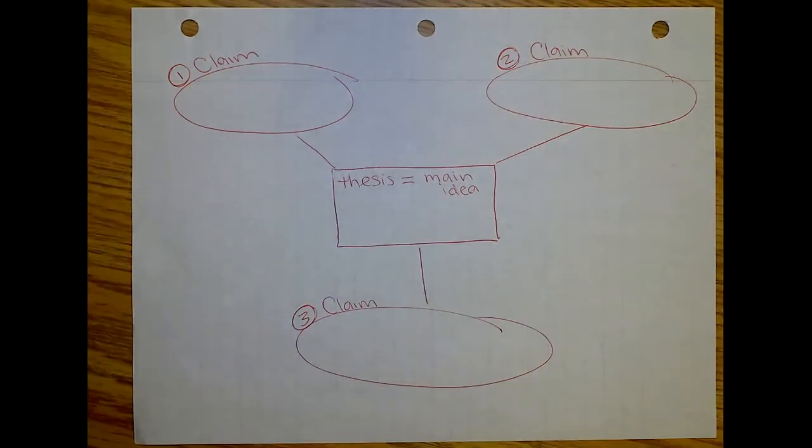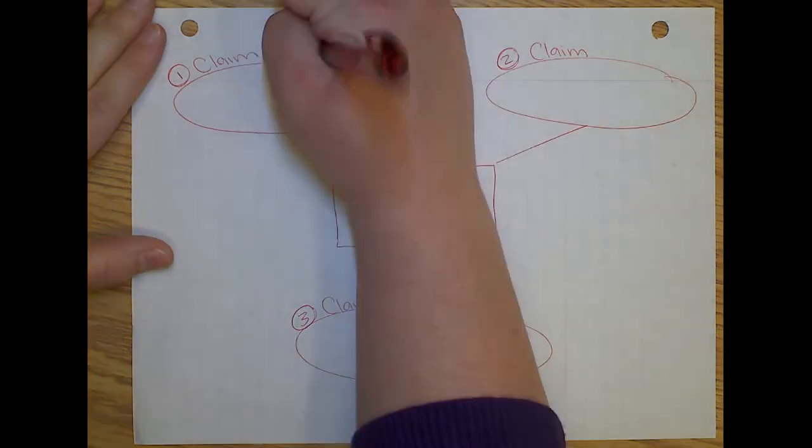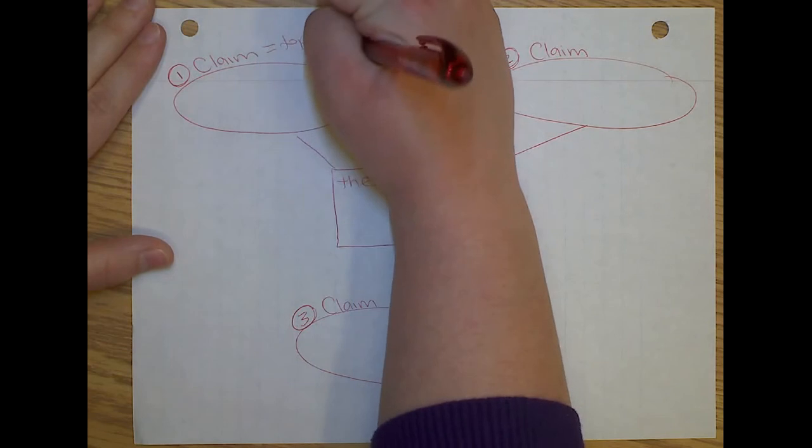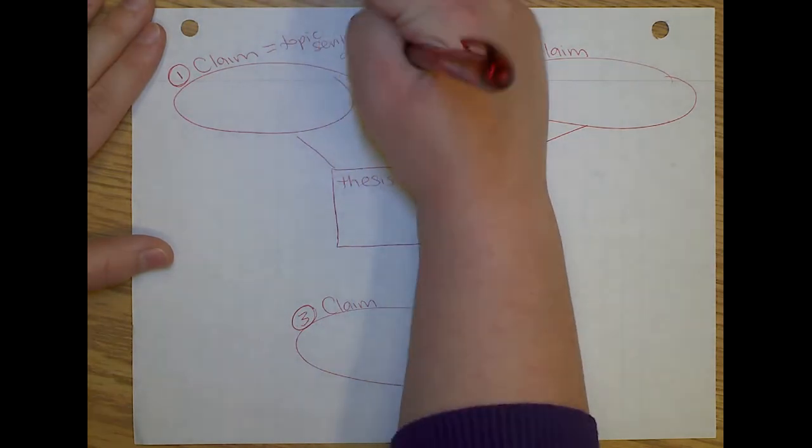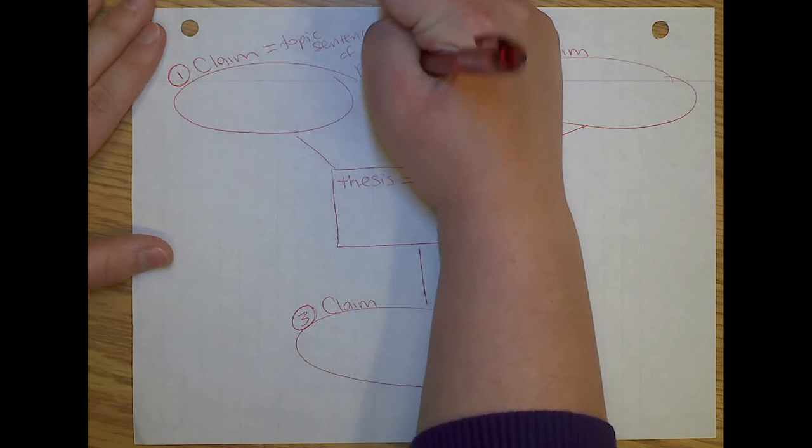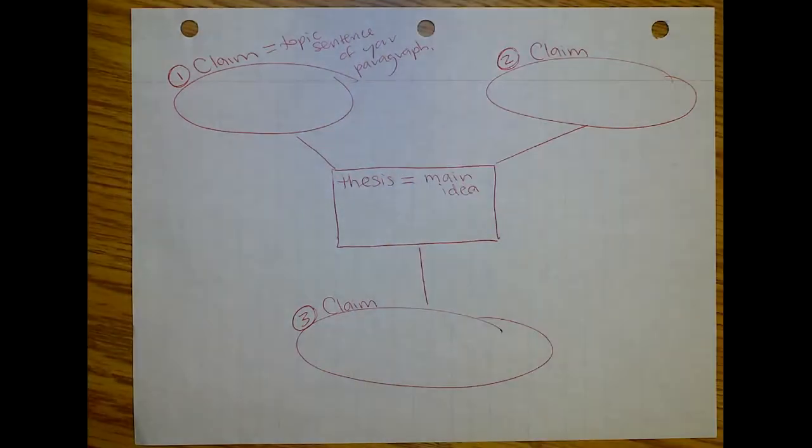Now, if the thesis is the main idea of your whole paper, each body paragraph is going to start with a main topic sentence as well. And that's what your claim is. The claim is the topic sentence of the paragraph. So it would behoove you to go ahead and write your topic sentence before you even start your paragraph. That way you know what you're trying to prove. You know what the purpose of that paragraph is. And you don't write random stuff that has nothing to do with what your point is.